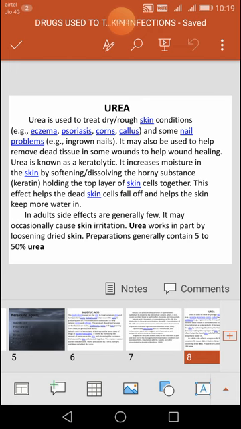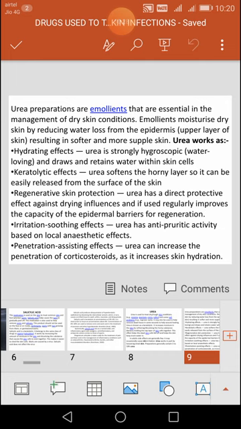Urea is known as a keratolytic, as we said earlier. It increases the moisture of the skin by softening or dissolving the horny substance called keratin, holding the top layers of the skin cells together. This effect helps to shed off the dead skin cells and helps the skin to retain more water, that is, moisturizing. In adults, the side effects are usually very few. It may occasionally cause skin irritation, and urea works in part by loosening dried skin. Preparations generally contain 5 to 50% urea.